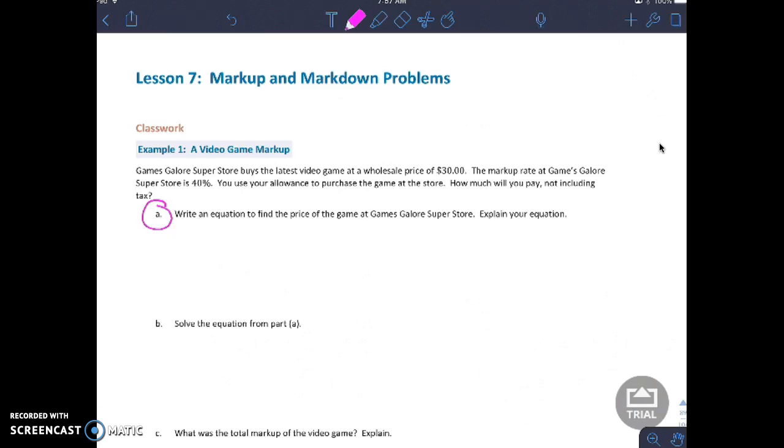What they mean by equation is just the tic-tac-toe box. So please get the tic-tac-toe box set up. Please pause the video now and play the video again after you've set up the tic-tac-toe box.